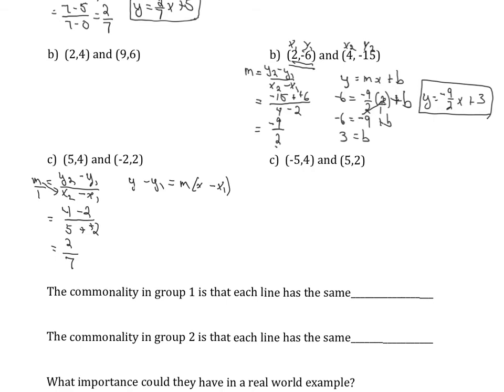Once I do that, I can put my slope in for m, 2/7, and I can choose one of the 2 points. I'll choose negative 2 and say y minus 2 equals positive 2/7 times the quantity x minus a negative 2. So y minus 2 equals 2/7 x, minus a negative is plus, 2/7 times 2 over 1.